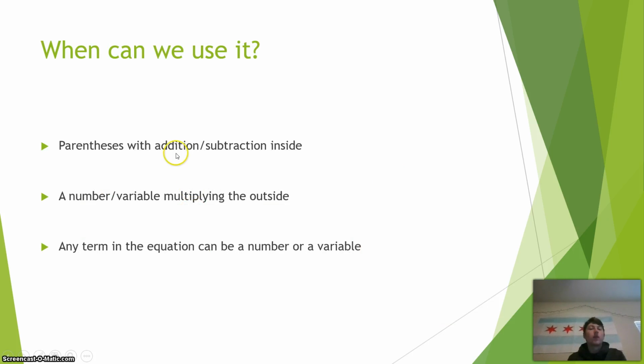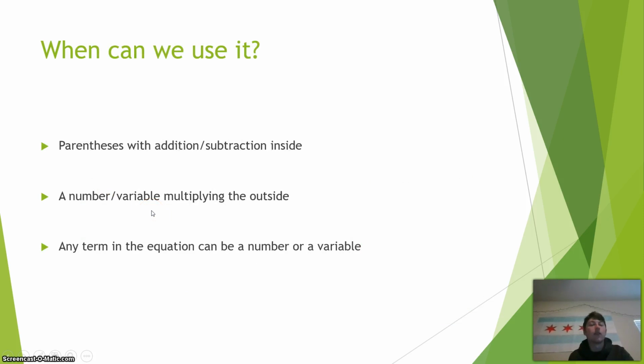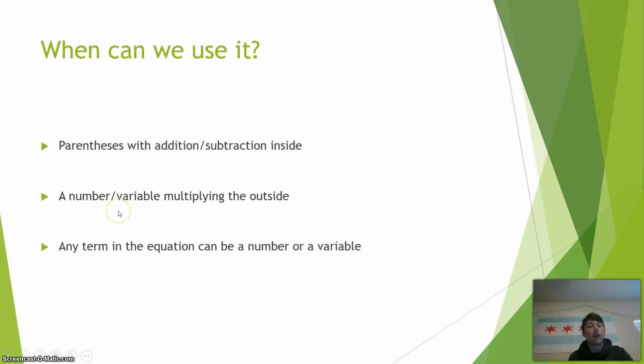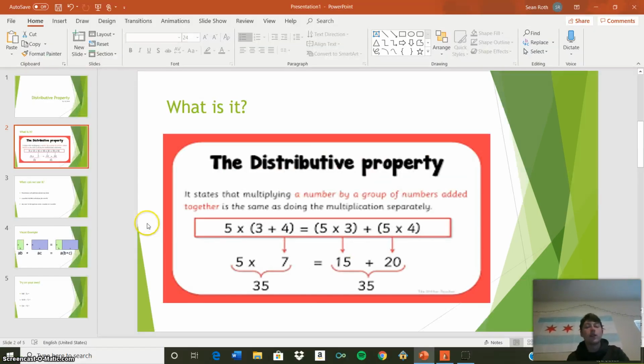So when can we use it? We use it when we have parentheses with addition and subtraction, which we see here. We have parentheses, right? And a number or variables multiplying on the outside, which we have here too. And any term in this equation can be a number or a variable. That's important because with these problems, we tend to work a lot with variables and multiplying them by the outside number, or even the variable can be the outside number. So let's look at an example.